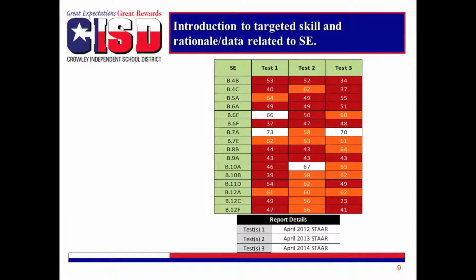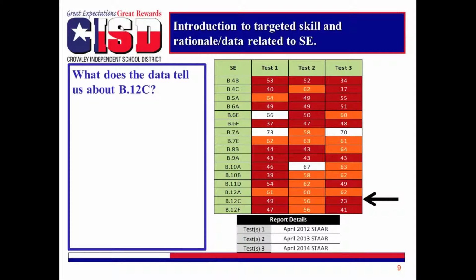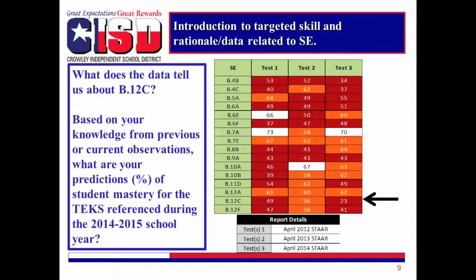For the first 6 weeks, the curriculum preview will target Standard B12C. Based on the heat map data, please pause and discuss, what does the data tell us about B12C? I chose this SE based on the heat map data that shows that this is an area of high concern. Based on your knowledge from previous or current observations, what are your predictions or percent of student mastery for the TEKS referenced during the 14-15 school year?